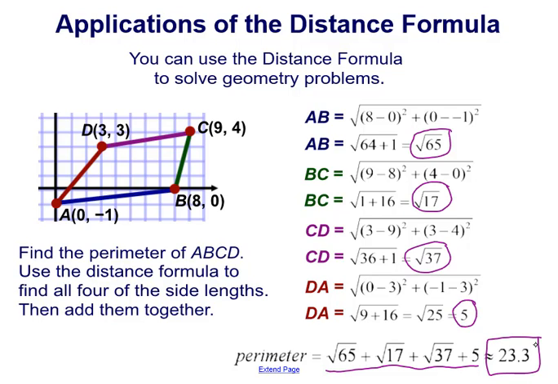So we can use the distance formula to find any side length of a shape as long as we know the x and y coordinates of the 2 points that are surrounding the segment for the side length of that shape.